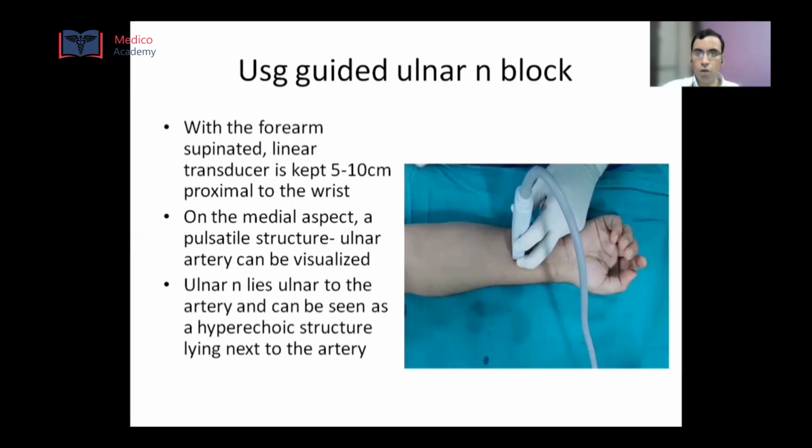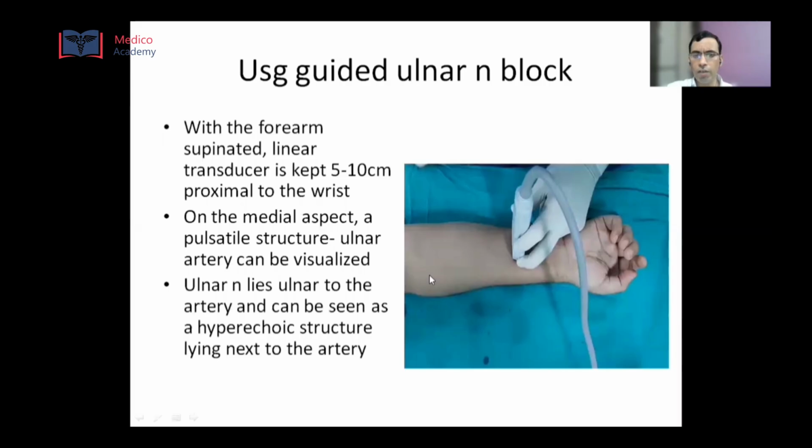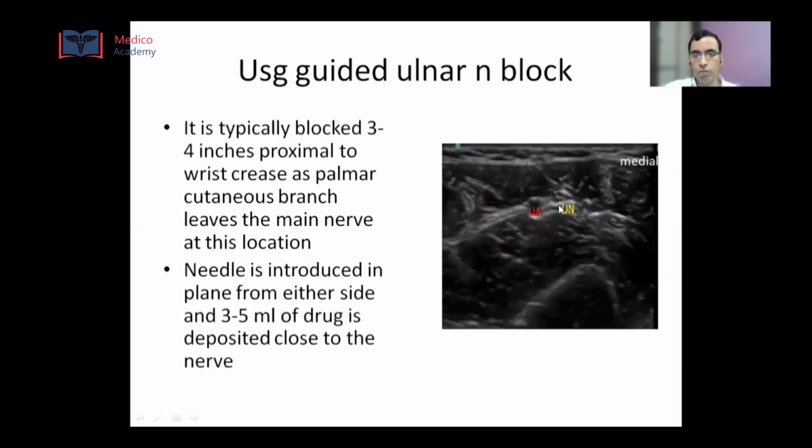When using ultrasound for giving an ulnar nerve block, the patient is placed supine with the arm abducted and the forearm supinated. A linear transducer is kept around 5 to 10 centimeters proximal to the wrist. On the medial aspect, a pulsatile structure, that is the ulnar artery, can be visualized, as we can see in this photograph. The ulnar nerve lies just medial to the ulnar artery, or ulnar to the ulnar artery, and can be seen as a hyperechoic structure which lies just next to the artery.